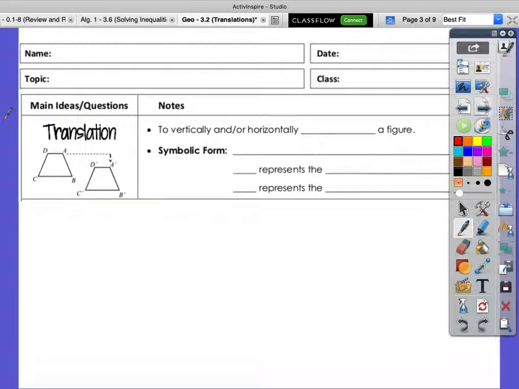3.2, which is over translations, okay? So if you look over at the sideboard here, SWBAT: students will be able to make translations on a graph, section 3.2. So that's what we're going to be doing.